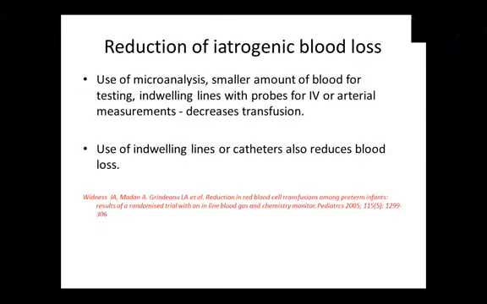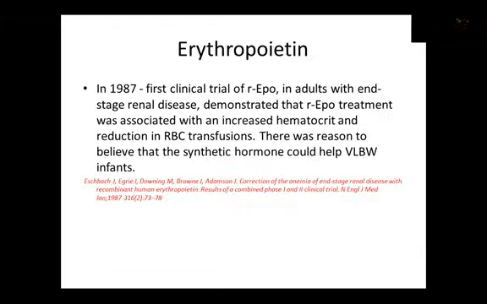Then, how do you reduce iatrogenic blood loss? Most of the babies in NICUs are sick and need regular sampling. The use of microanalysis, smaller amounts of blood for testing, and indwelling lines with probes for IV or arterial measurement decreases transfusion. It is very, very important to reduce the blood taken for the lab, then the amount of blood which will be lost will also be decreased. So you should always reduce this iatrogenic blood loss.